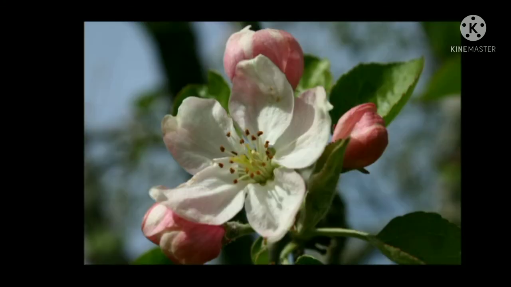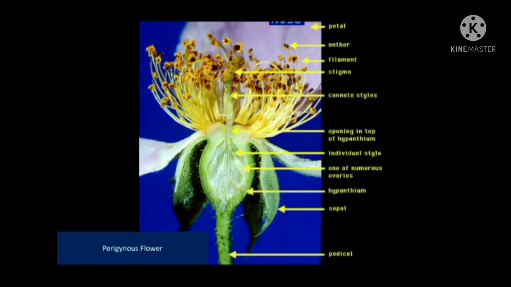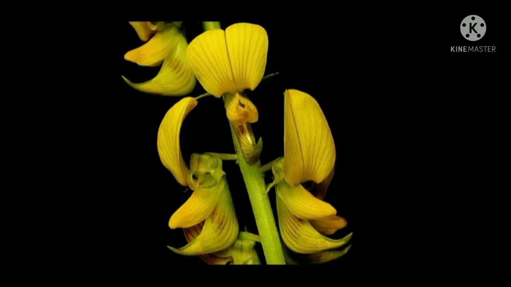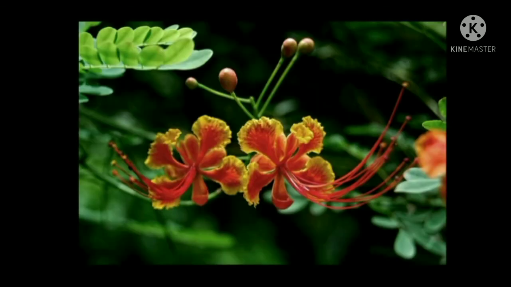The third type of flower is perigynous flower. The word perigyny means around the gynoecium. In this type, the gynoecium is at the center of the thalamus. So ovary is half inferior and half superior. In this type, all other floral whorls are arranged around the margin of the thalamus. So the thalamus is a shallow cup and ovary is partially enclosed in it. It is seen in flowers like Crotalaria and Caesalpinia.